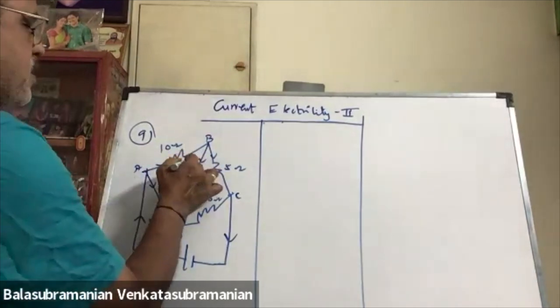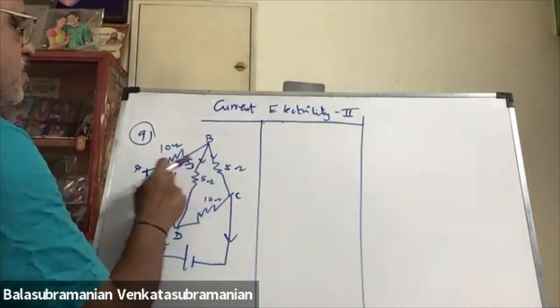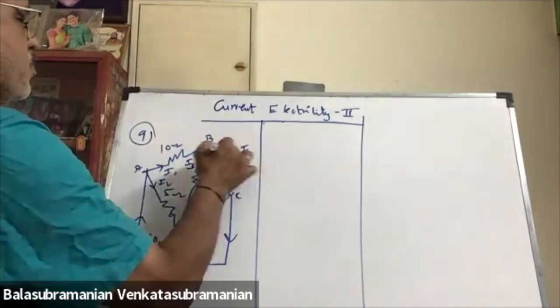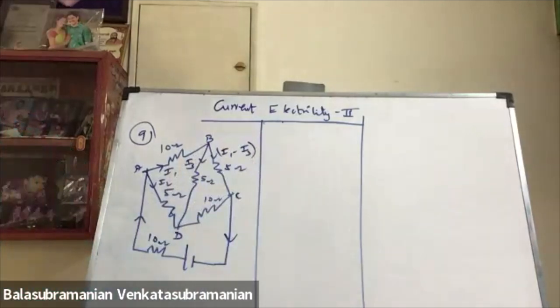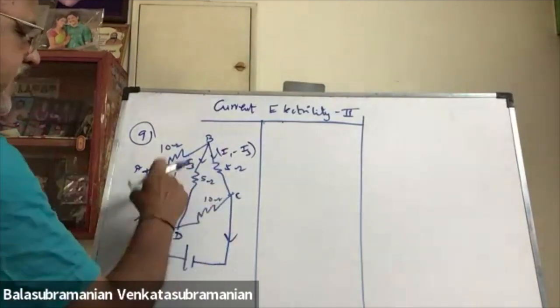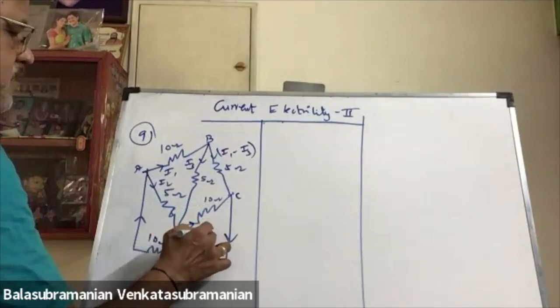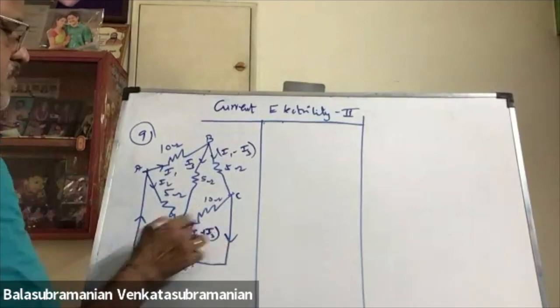I1, I2, I3. So I1 and I3 means the remaining current only will flow through. I1 minus I3 current will go there. Next, I3 current is coming, I2 current is also coming here, so I2 plus I3 goes this side.